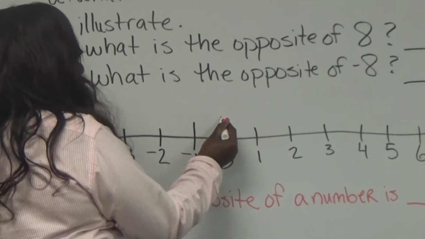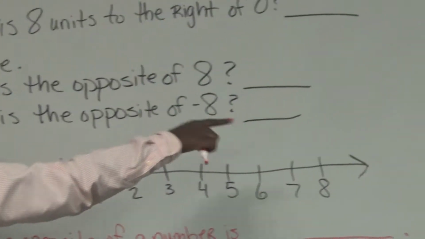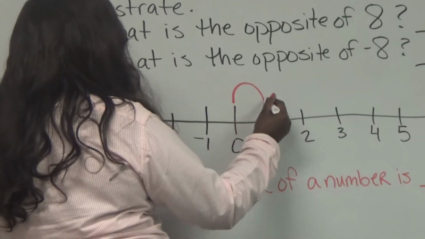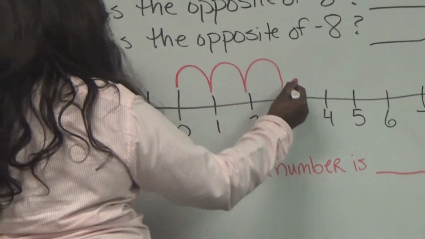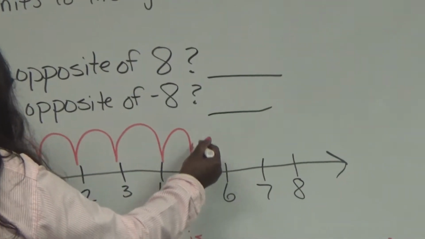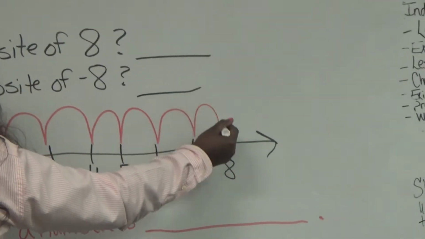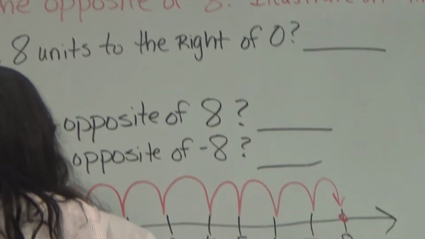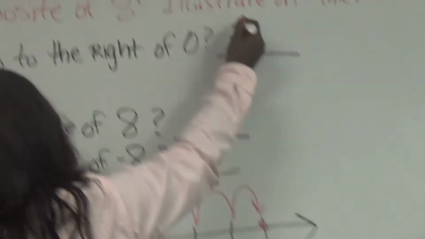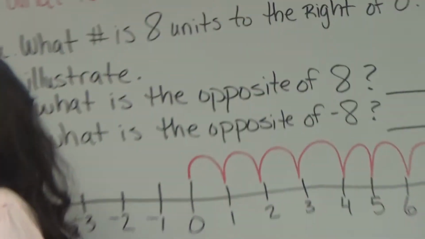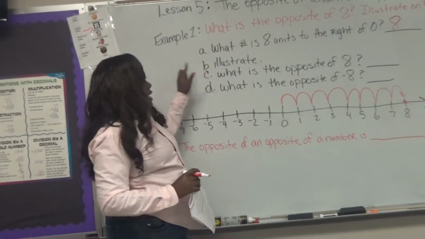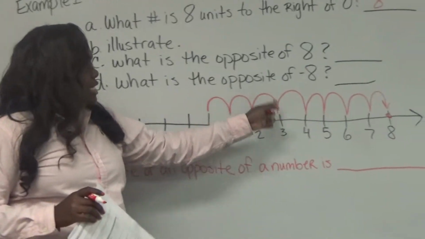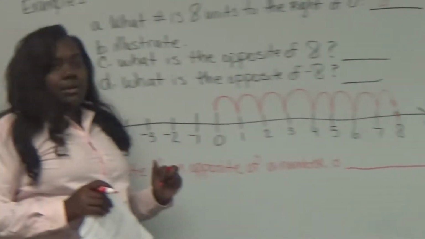Here's 0, and the right goes that way. Let's count over 8 units: 1, 2, 3, 4, 5, 6, 7, 8. What number is 8 units to the right of 0? What number did we end on? 8. Simply 8. That's what you'll put there. The next one says illustrate that. On our number line, just as we did, you should have shown that.